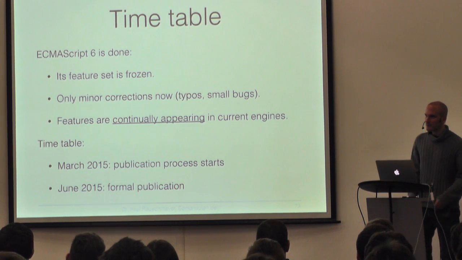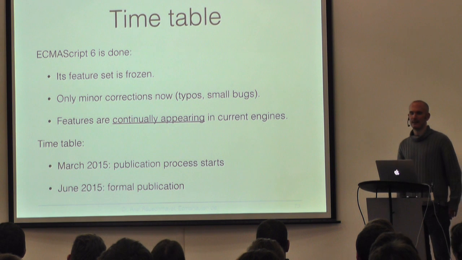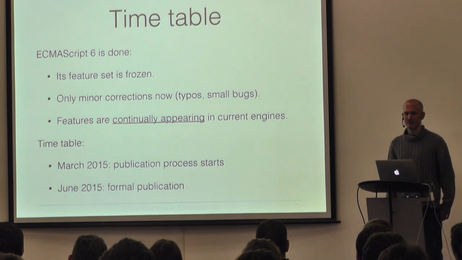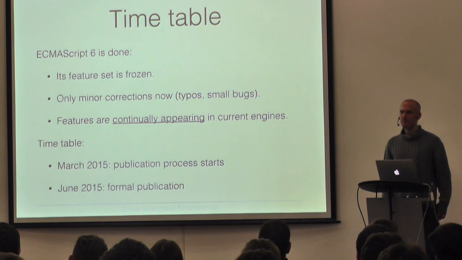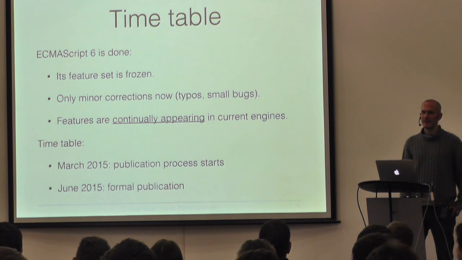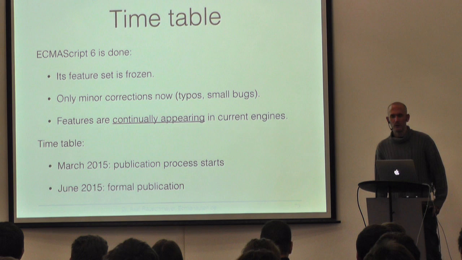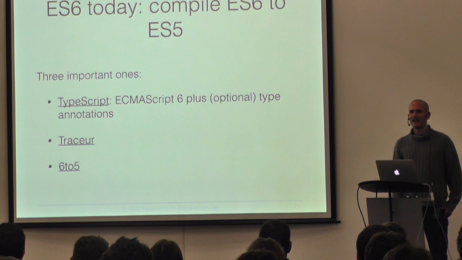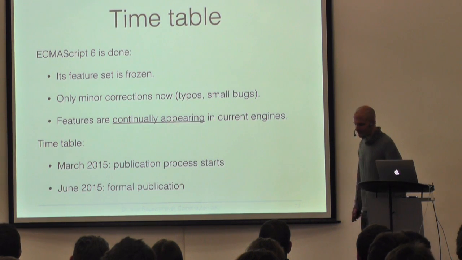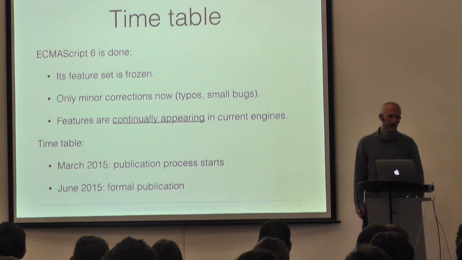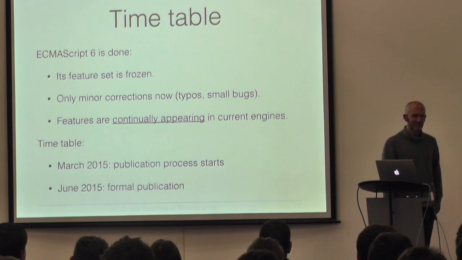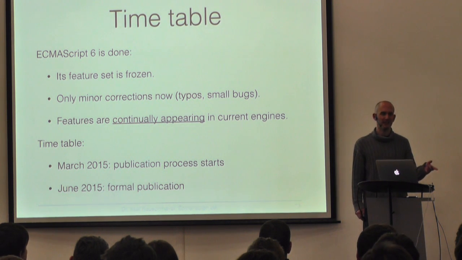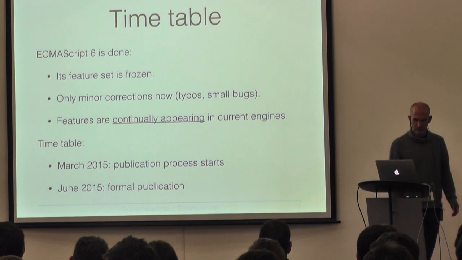Timetable. ECMAScript 6 at the moment is basically done. The feature set is frozen. Right now, there are only minor corrections, mainly typos and really small bugs. In March, the publication process starts, and in June 2015, we'll have a formal publication. But that's not that important because features are already appearing in browsers, and so it becoming a standard is not as important as the spec already existing and being quite solid at the moment.